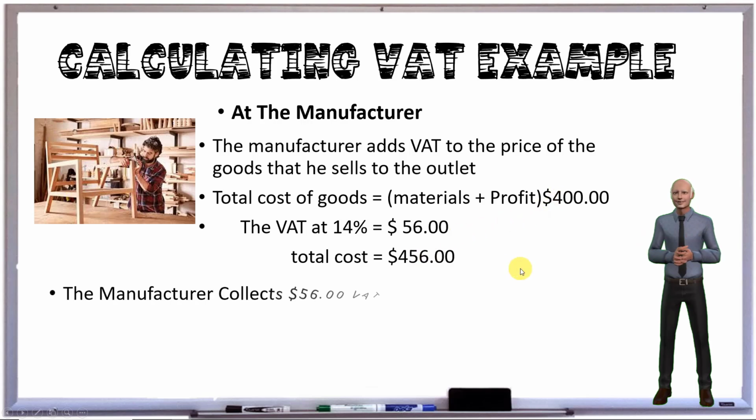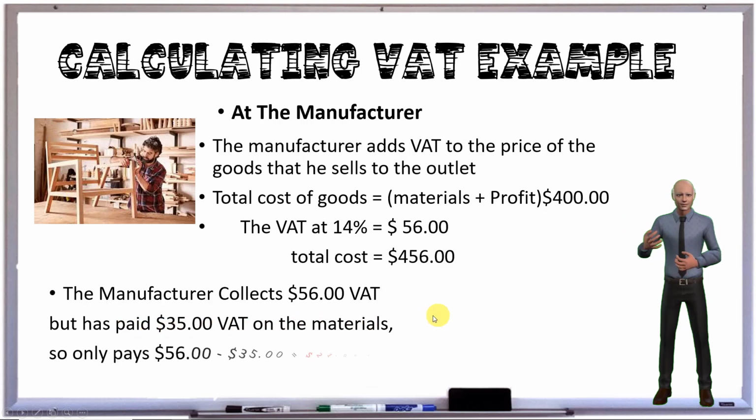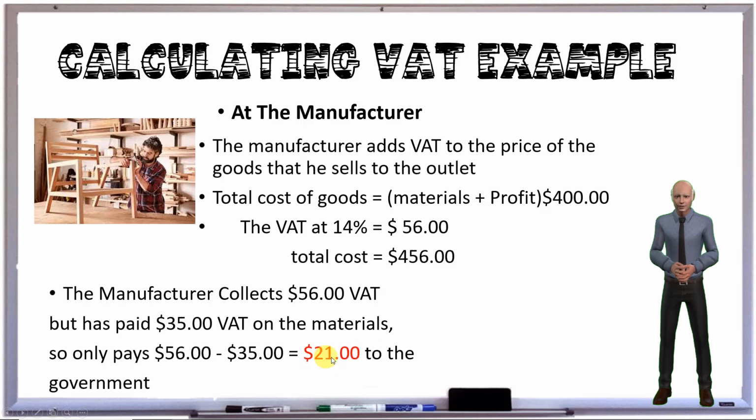But now here is where the very big difference comes in. The manufacturer collects $56 VAT, right? But he has paid $35 VAT on the materials already. So what's going to happen now? He takes his $56 which he has collected on VAT minus the $35 that he has paid already to the supplier. So he only has to pay $21 to the government. That's all he has to pay over to the government, is that $21 over there.